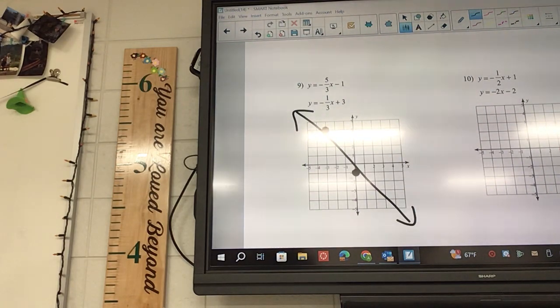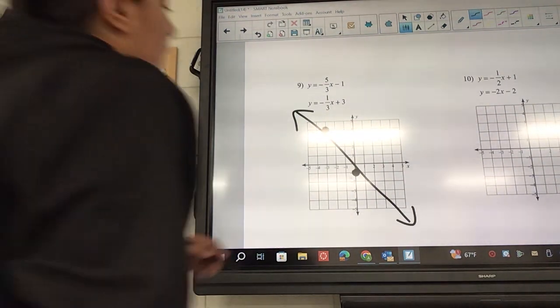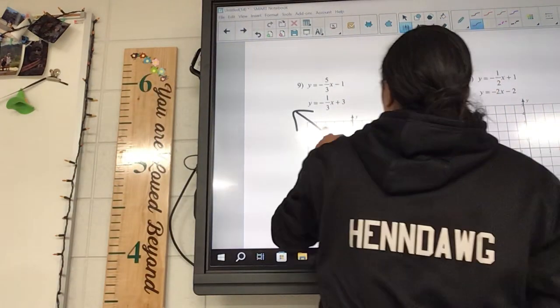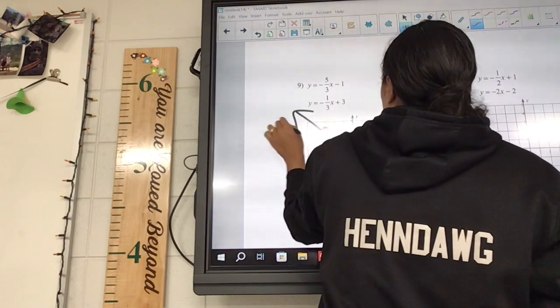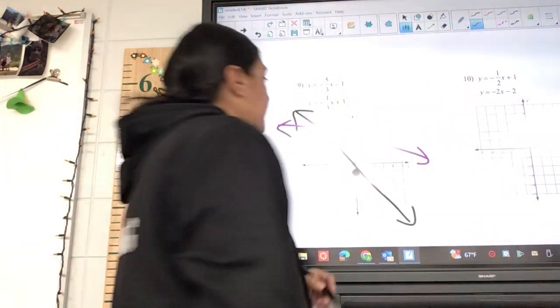Line 2 starts at what? 3. Okay, so line 2 starts at 3, with a slope of 1/3. Okay, and you can clearly see where those two are going to intersect.